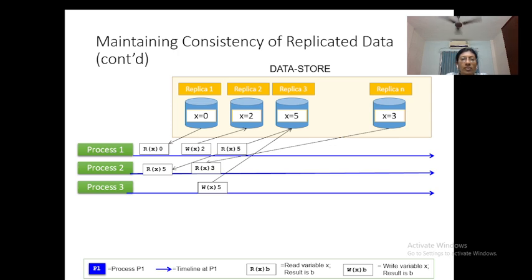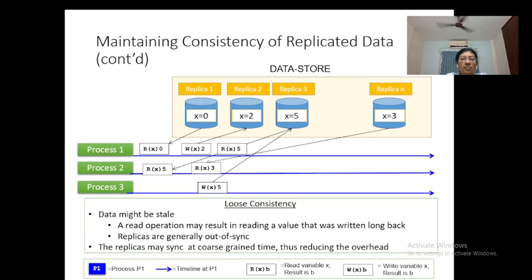Another form of consistency is loose consistency. So here data might be stale. A read operation may result in reading a value that was written long back. Replicas are generally out of sync. Replicas may sync at coarse-grained time, thus reducing the overhead.